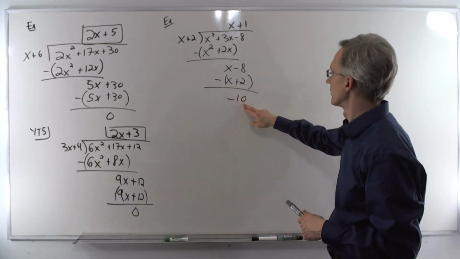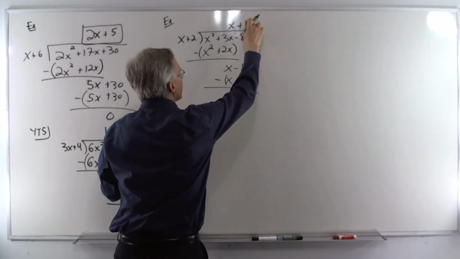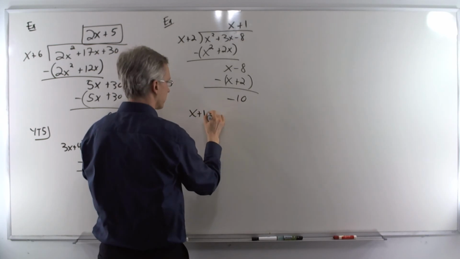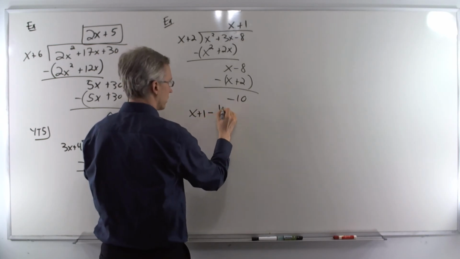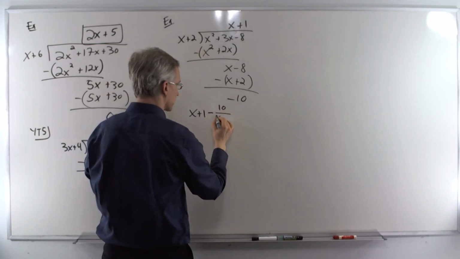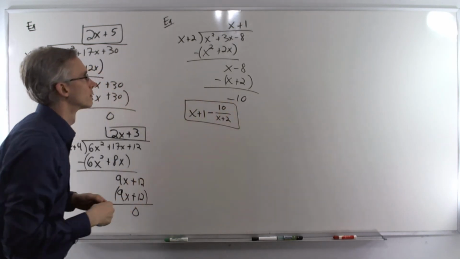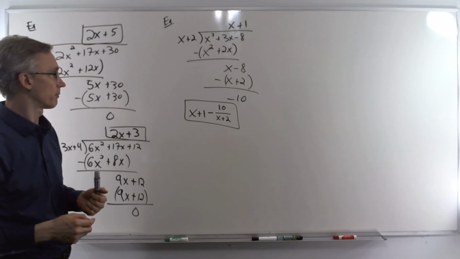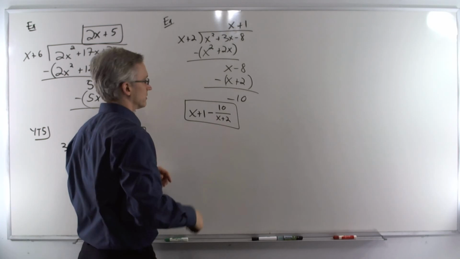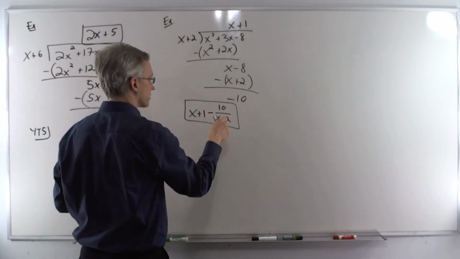So that's our remainder. So what do we do with that remainder? All right, we take our answer here, x plus 1. Take the remainder, keep the sign on the remainder. 10 goes on top, and the divisor goes on the bottom, x plus 2. All right, so I see people make mistakes with this. Sometimes they put the 10 over this thing. Sometimes they just put the 10 on the end. Make sure you put the 10 over the divisor.